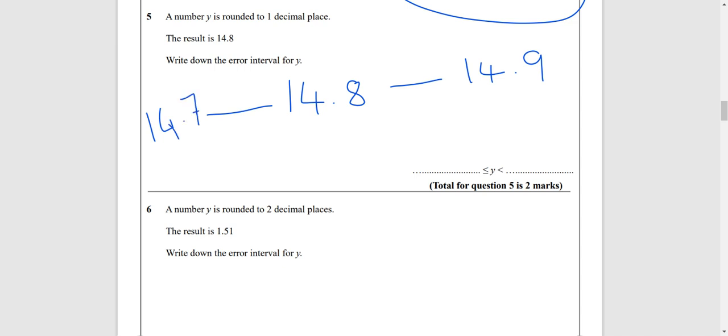Now I do see this mistake being made, and I would see students go ahead and put 14.7 here and 14.9 here. What we cannot forget to do is understand that the error intervals are the numbers in between this. So in between 14.7 and 14.8 is 14.75. So that goes here. And in between 14.8 and 14.9 is 14.85. Okay, we cannot make the mistakes.